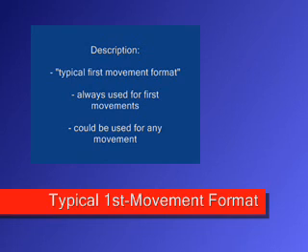When I think of sonata allegro, I think of typical first movement format, and there's a good reason for this. Every single multi-movement instrumental composition of the classical era always uses sonata allegro for its first movement, and this movement format could be used for any movement as well. So even though it could be used for any movement, please associate it in particular with the first movement and think of it as typical first movement format.